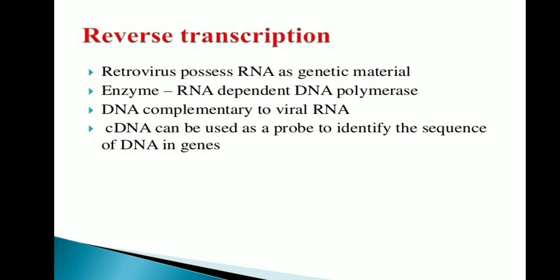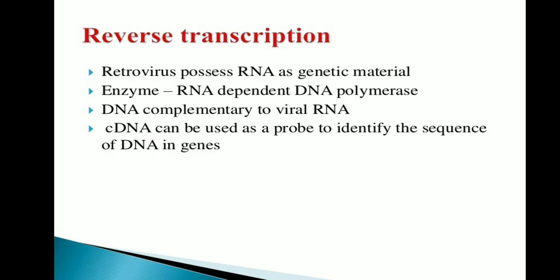And there are retroviruses like the HIV virus also, they possess RNA as a genetic material, and thus when they attack their host, they have the enzyme that is the RNA dependent DNA polymerase. So this DNA is complementary to the viral RNA. The cDNA can be used as a probe to identify the sequence of this DNA in genes.